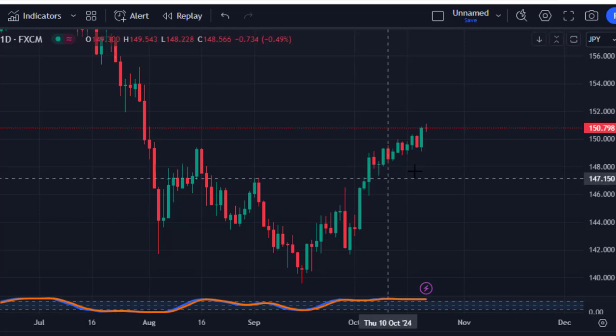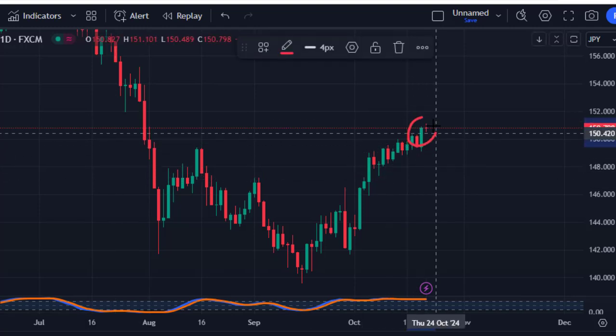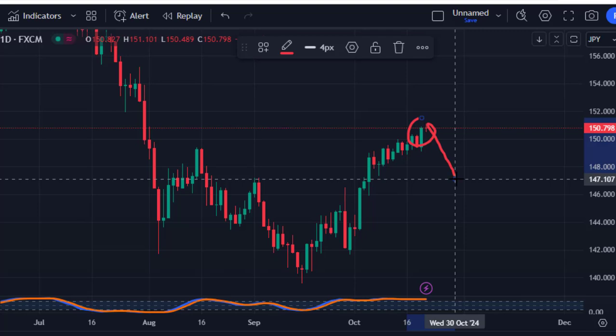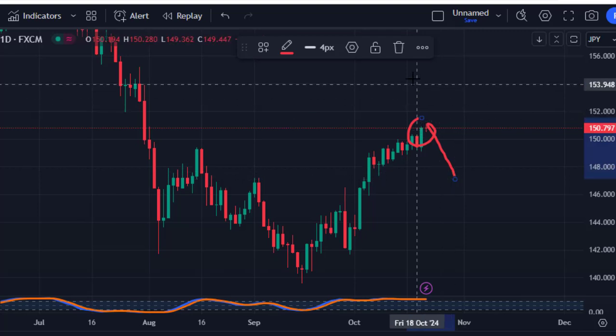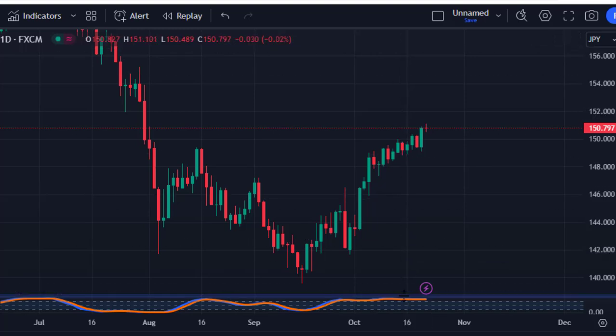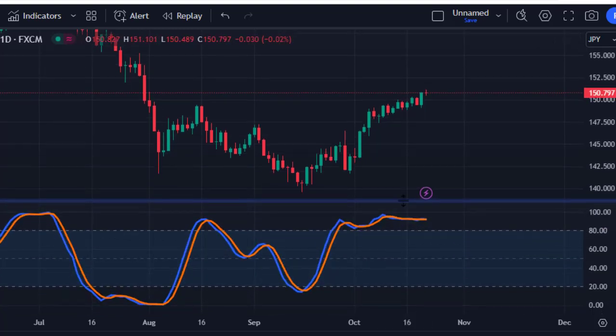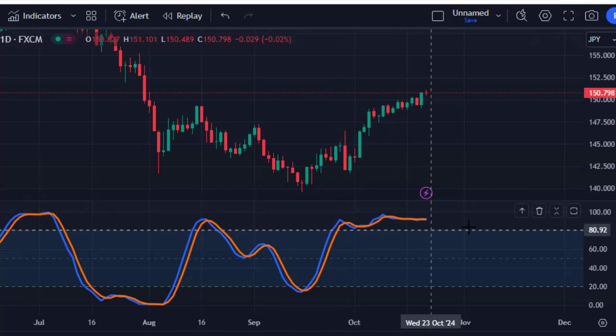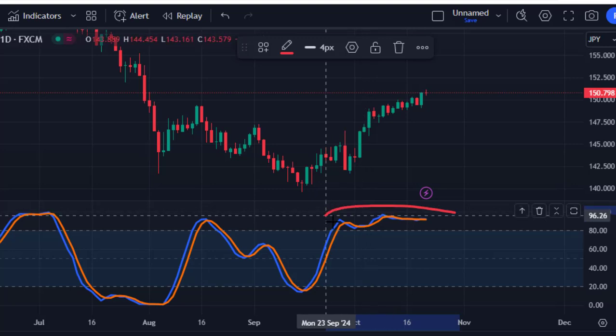What I am expecting is for the market to move from here all the way to the downside, and that is very, very important. And one of the things I am looking at as a backup for this very setup is the fact that the RSI indicator has been at the overbought condition for a very, very long time.